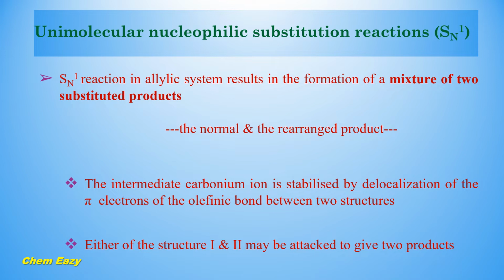SN1 reaction in an allylic system always results in the formation of a mixture of two substituted products, in which one is the normal product, that is the expected product, and the other one is the rearranged product. The intermediate carbonium ion which is produced in the SN1 reaction is stabilized by delocalization of the pi electrons of the olefinic bond between two structures. Either of structure 1 and 2 may be attacked to give two substituted products.